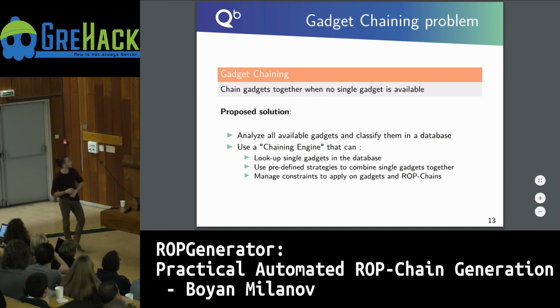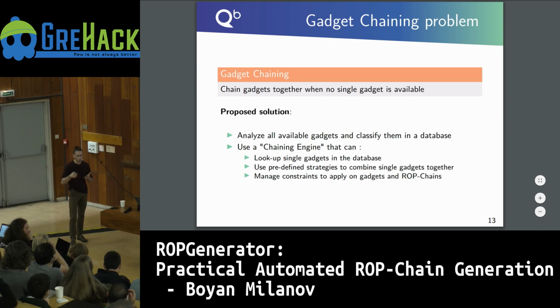The next part will be gadget chaining. So now we can do gadget search in an efficient manner, let's say. So we will now do gadget chaining. To be able to efficiently combine gadgets together, we will use the previous result that we had. We will take all the available gadgets, build this big database with gadgets, and then use it with a search engine that can look up in this database with semantic queries.